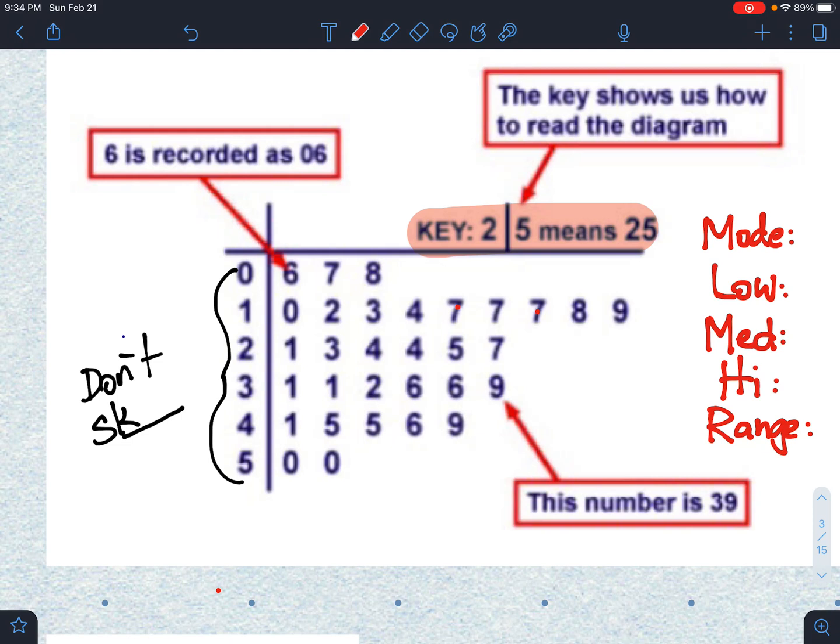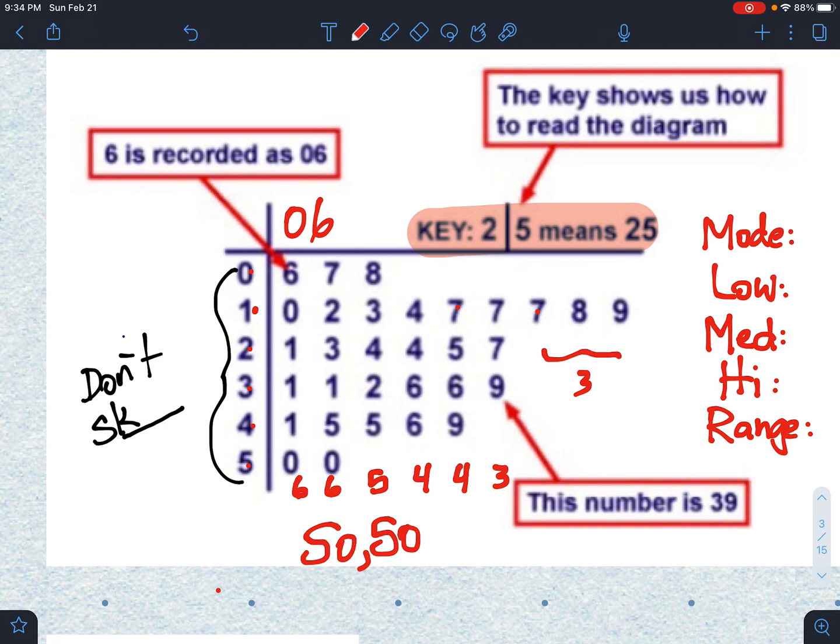We can see the largest number is 50. In fact, there are two 50s in this list. The smallest number is 6. I can also see that I have 1, 2, 3, 4, 5, 6, so I've got 6 rows. That would be 6 plus 6 plus 5 plus 4 plus 4 plus 3 plus another 3. So what do I got? I got 12 plus 9 is 21, so I have 31 different data values in my chart.